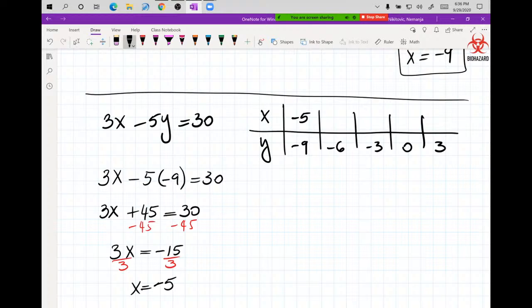A negative divided by a negative multiplied by a negative is a positive. Mm-hmm. A negative multiplied by a negative is a positive. Yes.